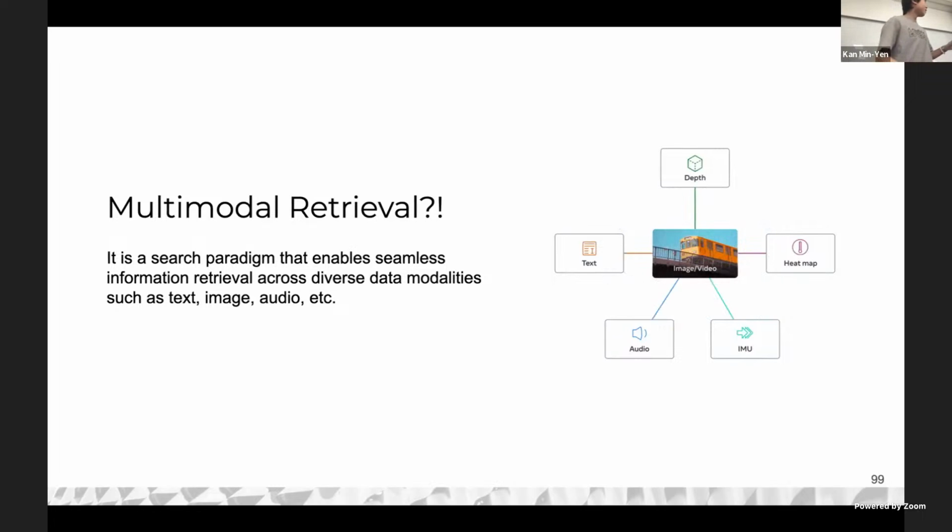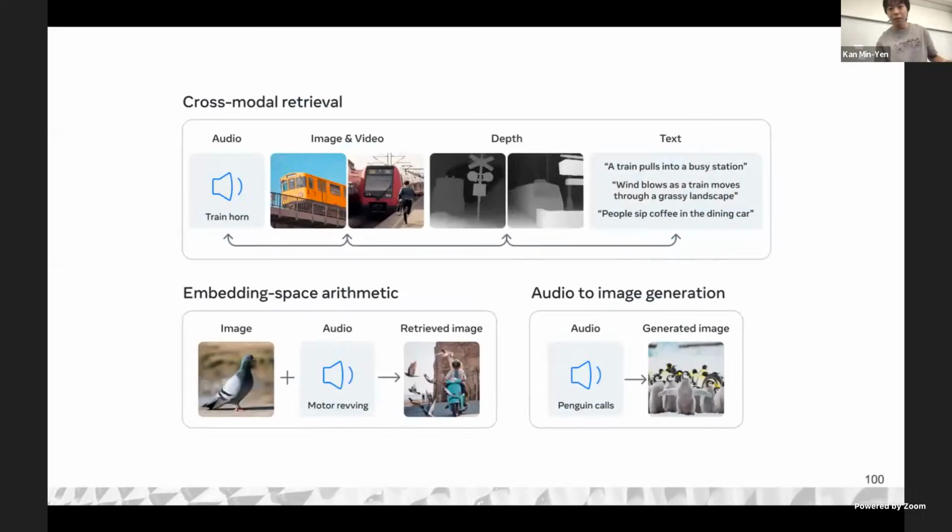enables seamless retrieval across different modalities. So there's your depth and your heat map, you can do IMU, audio and text, and this data is aligned, so you can query with both of them or one of them. I'll show you an example later.